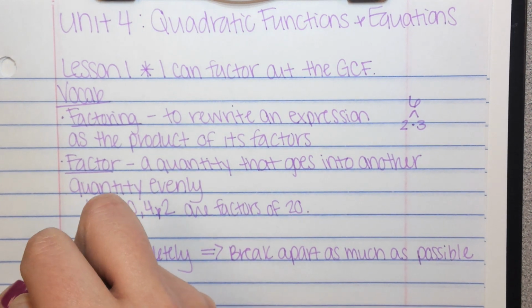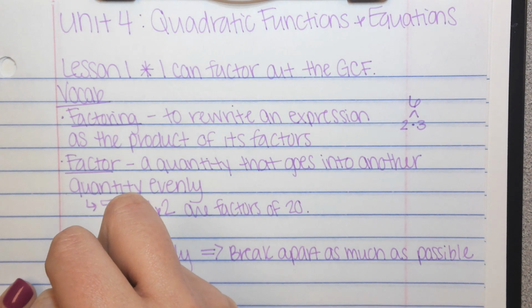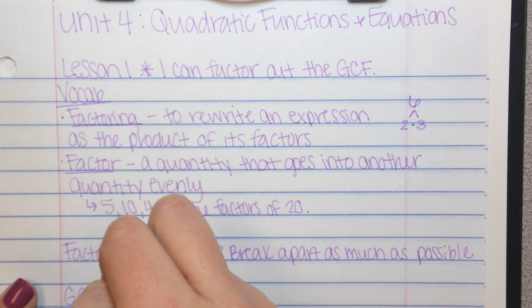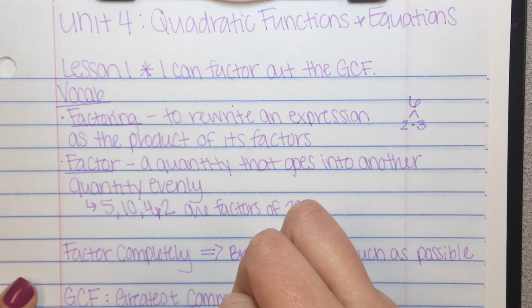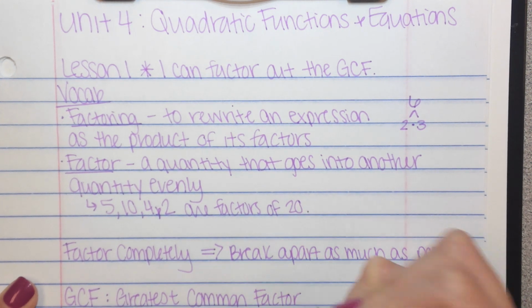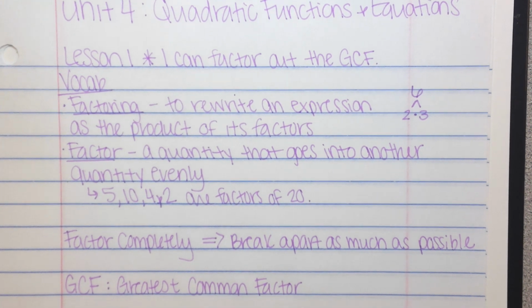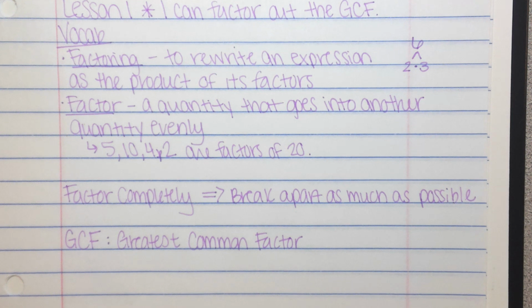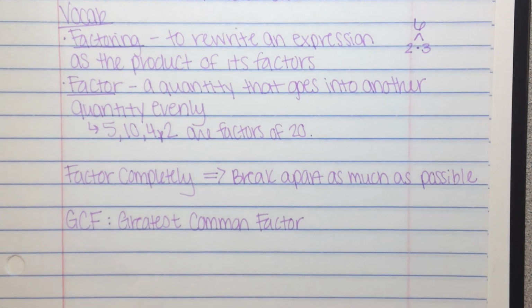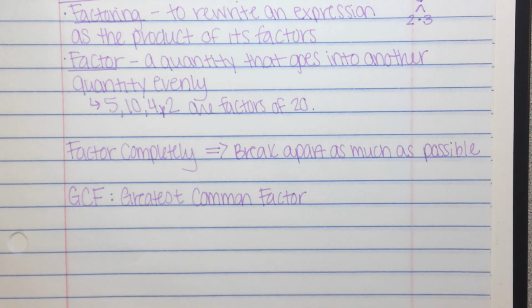So GCF stands for the greatest common factor. So if you break up a quantity or two quantities into their factors, then the largest thing that they have in common is the greatest common factor. And so we're going to look at GCFs of a few different types of quantities. First, we're going to look at GCFs of just numbers.